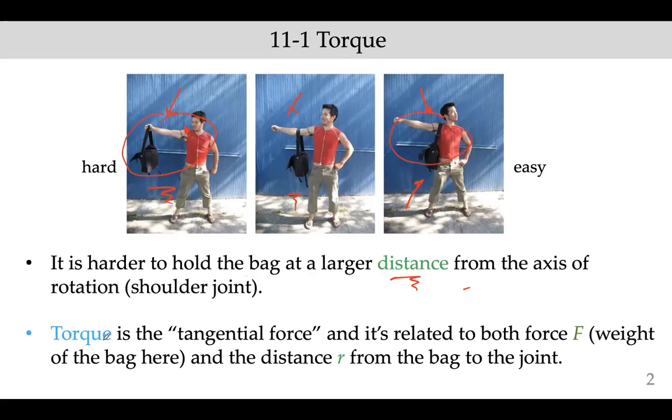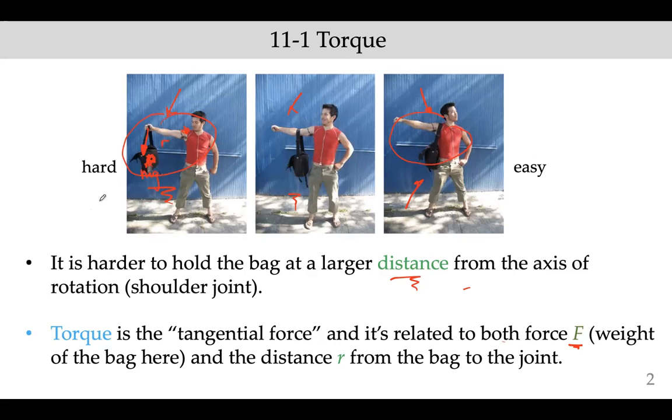Why is this hard and why is this easy? Well, this is related to the concept of torque. Torque is the tangential force. If you remember, we were defining tangential acceleration or tangential speeds. Now we can talk about tangential force. Tangential force is the force which is perpendicular to the distance to the axis of rotation. So torque is related to the magnitude of the force, which in this case is the weight of the bag, so we can say mg. And it's also related to the distance from the bag to the joint.